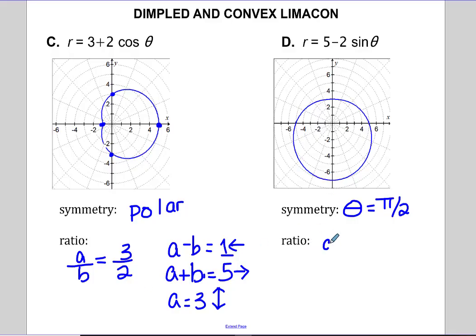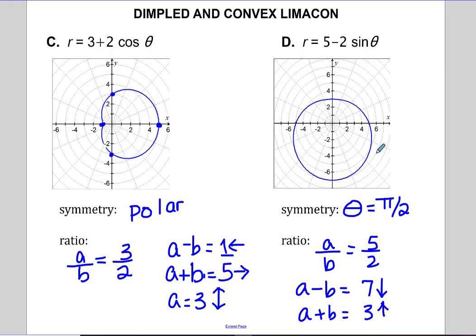This one, our ratio is even bigger. A over B is 5 over 2. So it's almost circular. Not quite, but almost. And because the sign is a negative sign, we know that it's got to be positioned downward. So A minus B is 7. So we go 7 down. And A plus B is 3. That's 3 up. So 3 up, 7 down. And the A value is 5. On the opposing axis, it's going to be 5. So almost circular.